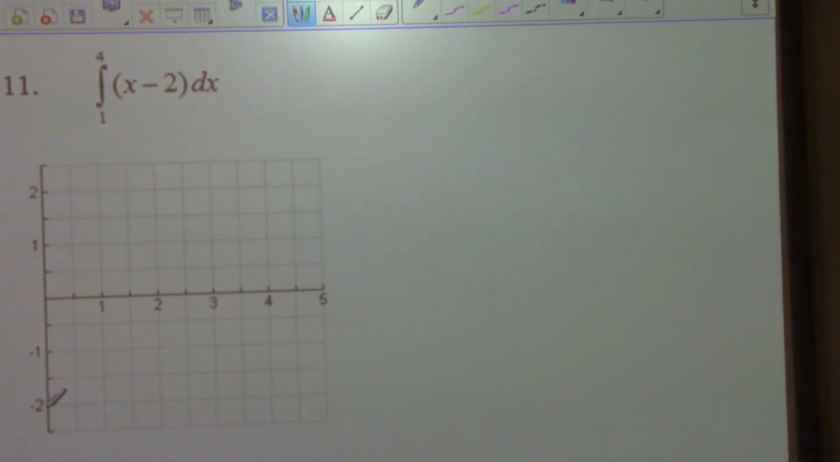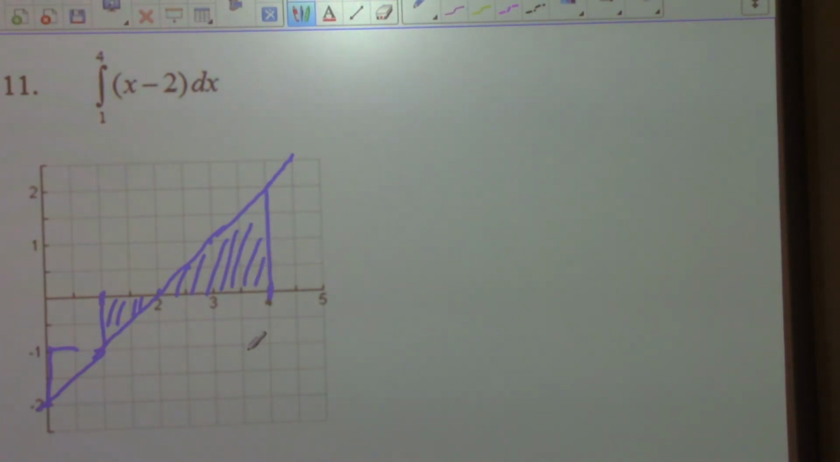So we go to -2, right? And then we go up 1 over 1, right? So this 45-degree angle business right here. And then we're going between 1 and 4. So those areas are going to be this area here and also this area here, right?